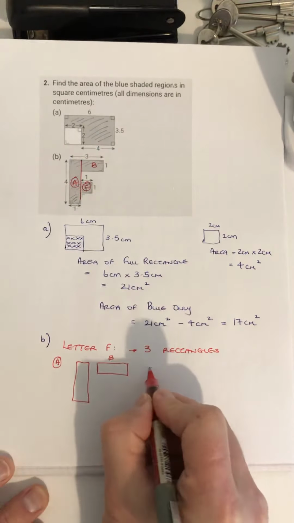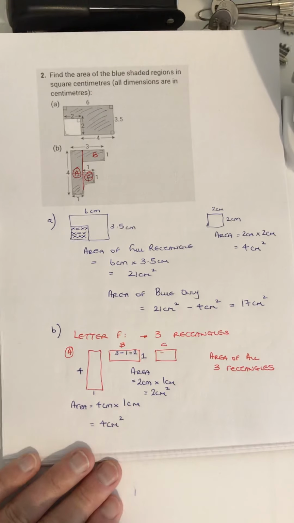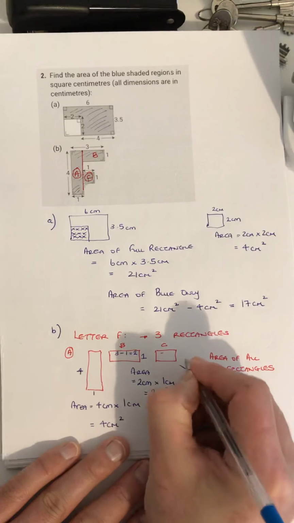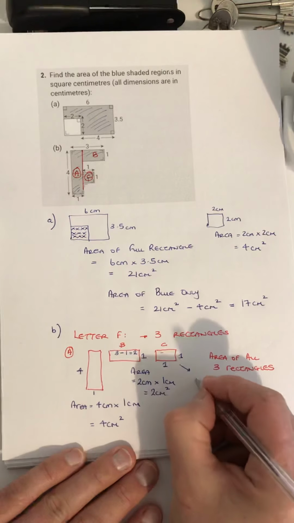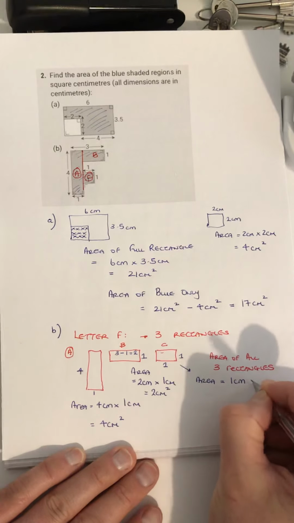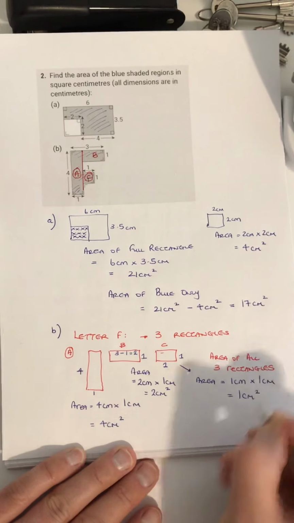Okay? So in this one here, we know that this is 4 and this is 1. So the area will be 4 centimeters by 1 centimeter, which will be just 4 centimeters squared. Now B is up here. Now if this bit is 1 and the total is 3, well 3 take away 1 is 2 and that's 1. So the area will be equal to 2 centimeters by 1 centimeter, which is 2 centimeters squared. And for part C then, it tells us that this is 1 and this is 1. So the area will be equal to 1 centimeter by 1 centimeter, which is 1 centimeter squared.